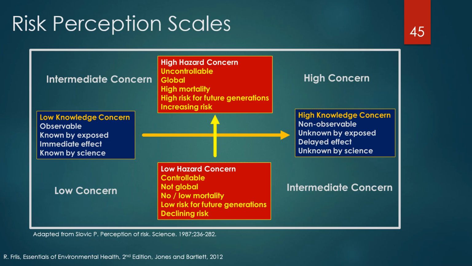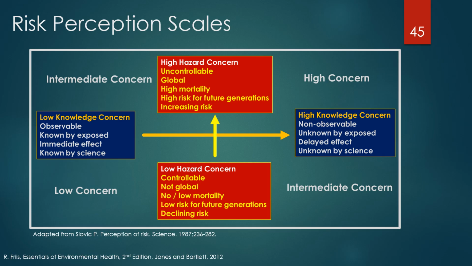A low hazard perception score is associated with a toxic exposure, for example, being controllable, not global, no or low mortality, low risk to future generations, and the risk declining, versus a high hazard score associated with not being controlled, global in scope, high mortality, high risk for future generations, and risk increasing.